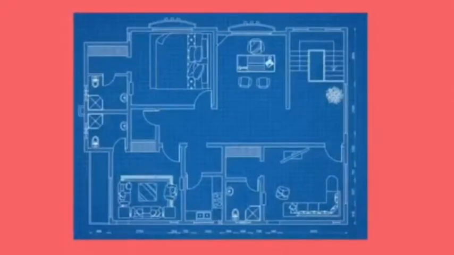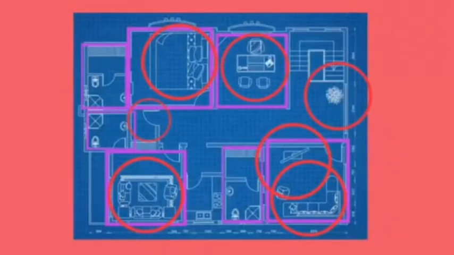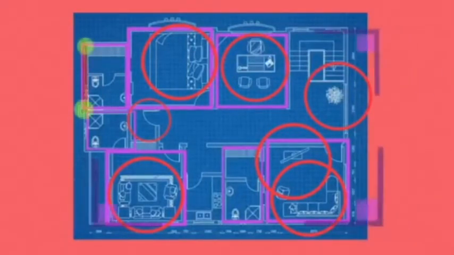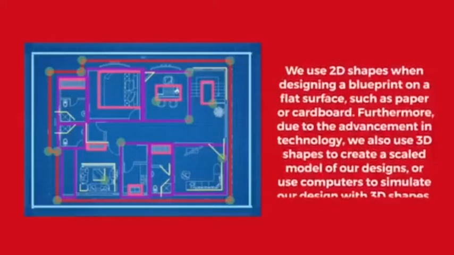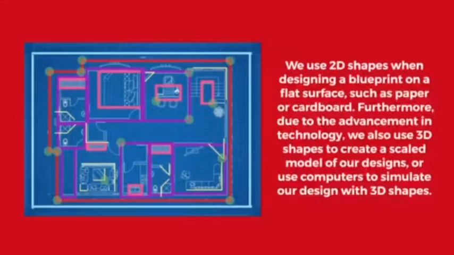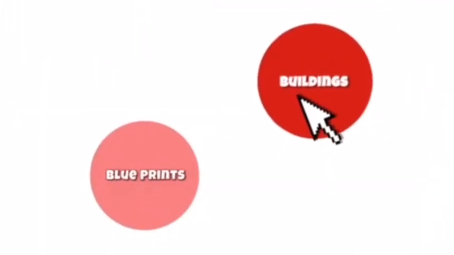In a blueprint, we use shapes, regular and irregular, as well as lines to form an outline of different rooms and buildings as accurately as possible. We also use connected dots and angles. We use 2D shapes when designing a blueprint on a flat surface, such as paper or cardboard. Furthermore, due to the advancement in technology, we also use 3D shapes to create a scaled model of our designs, or use computers to simulate our design with 3D shapes.